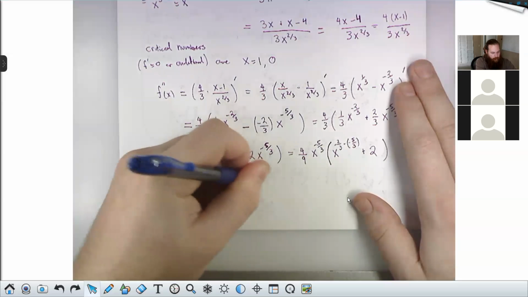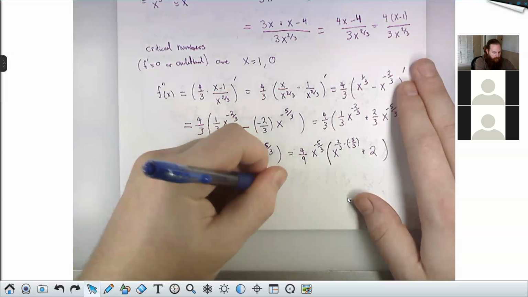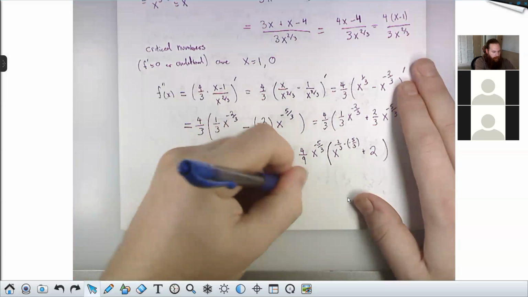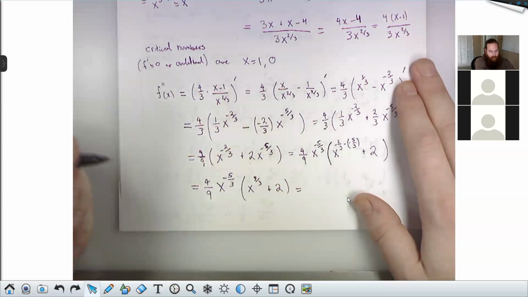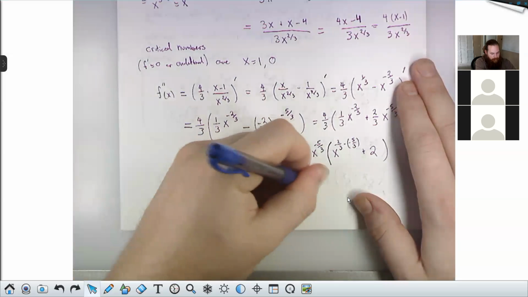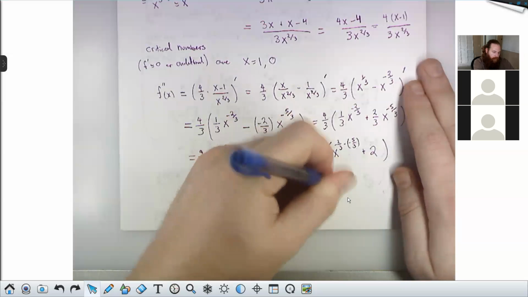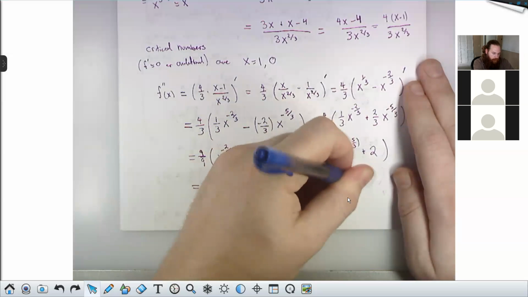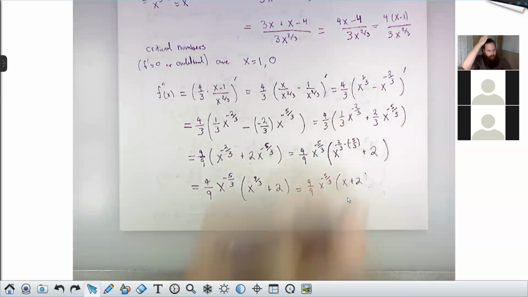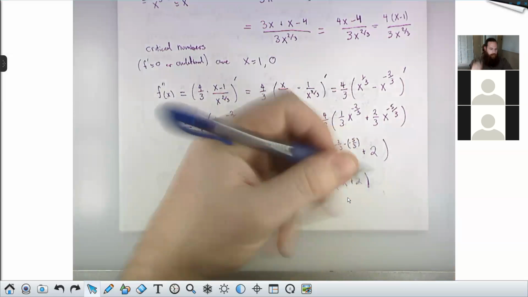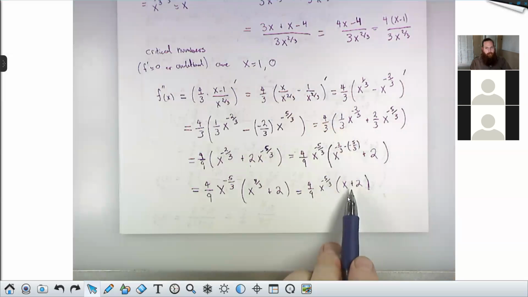So I'll write it as 3/3 for now. But 3/3 is 1. So this is 4/9 x to the negative 5/3 times (x plus 2). And this was my mistake. In class, what we did was equivalent to having a minus here. It should have been a plus. So here's f double prime.